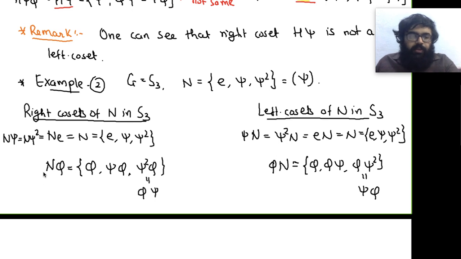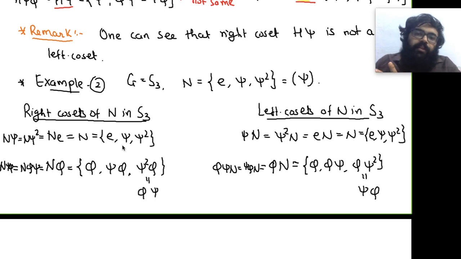There are two more remaining elements. One is N phi psi. Phi psi is here, so once phi psi is here, this is going to be same as N phi psi. That also will be same. So let me write it properly. N phi psi. And since psi phi is also here, it is going to be same as N psi phi. So all these are same. Similarly, here also phi psi is there. So this is same as phi psi N, which is same as psi phi N, since psi phi is also there. So we have only two right cosets, two left cosets. Again, the number of right and left cosets are same here.